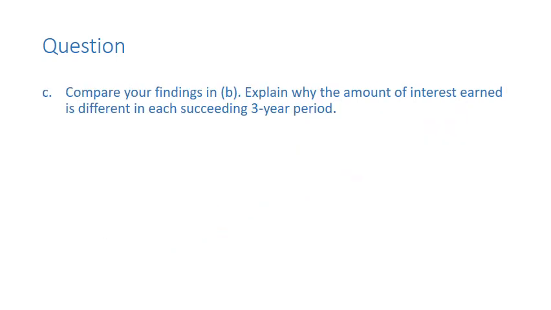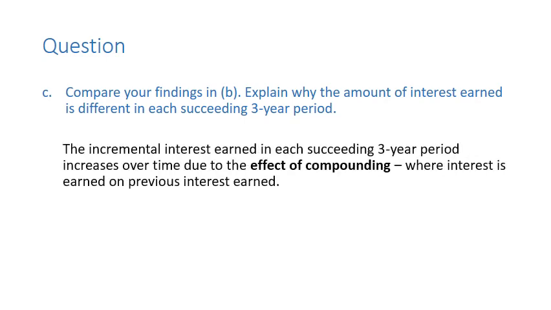Compare your findings in B. Explain why the amount of interest earned is different in each succeeding 3 year period. The incremental interest earned in each succeeding 3 year period increases over time due to the effect of compounding, where interest is earned on previous interest earned.